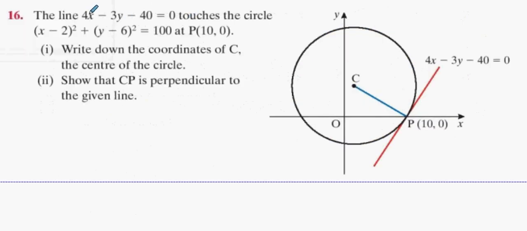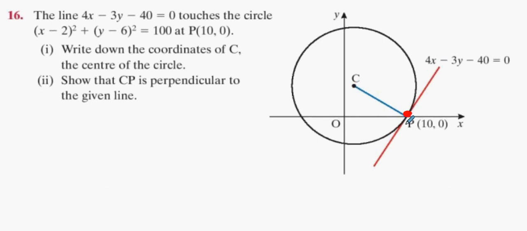We have a line. It's 4x minus 3y minus 40 equals 0. It touches the circle at 10, 0. Write down the centre of the circle C.